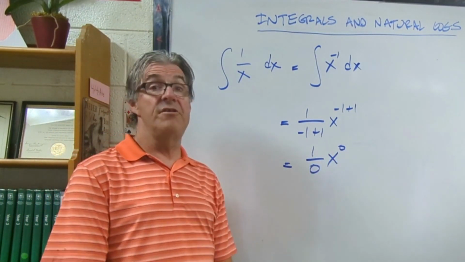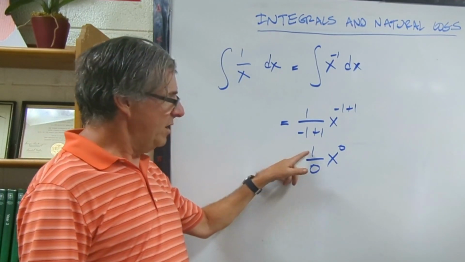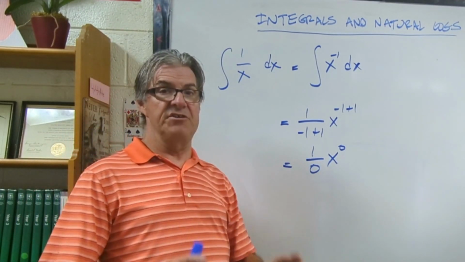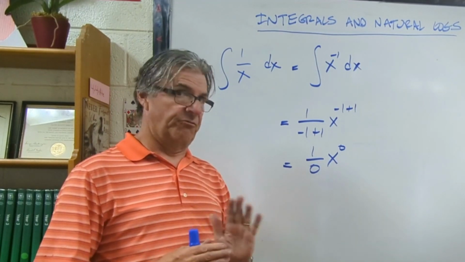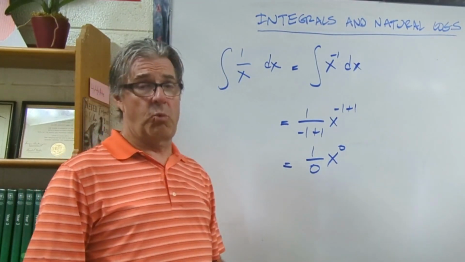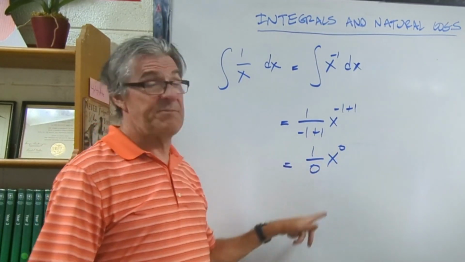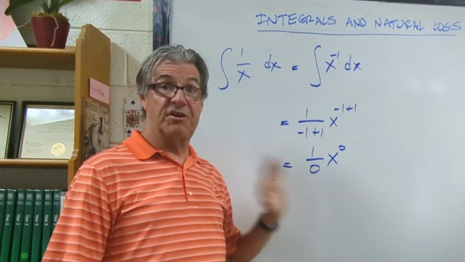x to the 0, no problem. That's 1. Anything to the 0 is 1. However, 1 over 0 is undefined. Mathematics runs away screaming from this problem. How many zeros are there in 1? How can you answer that? This is a problem. And in fact, we can't go here.